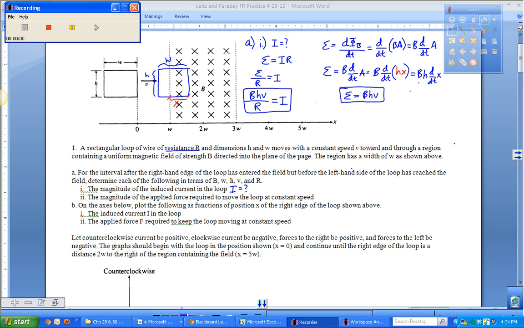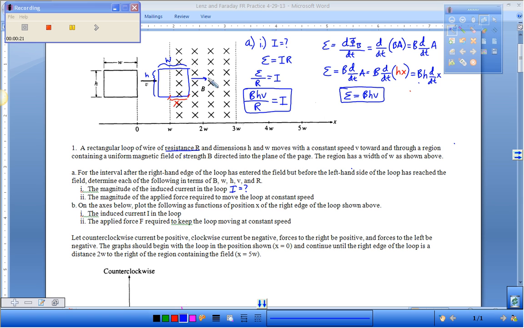Okay, to do part A-II, to determine the magnitude of the applied force required to move the loop at a constant speed, I need to think about first what direction the current is acting in, and then two, what's going on with the forces. So right now, this loop of wire is moving at a velocity v into this magnetic field.